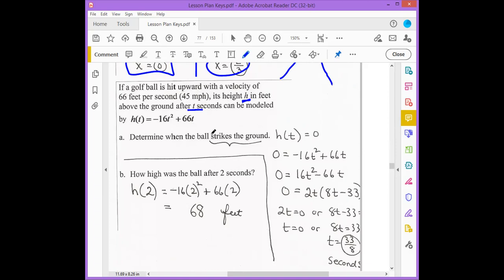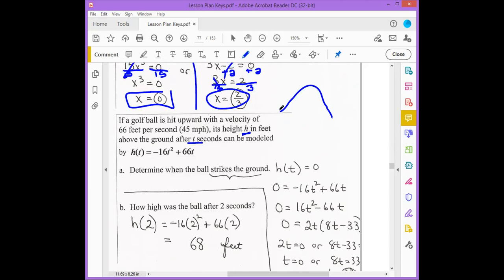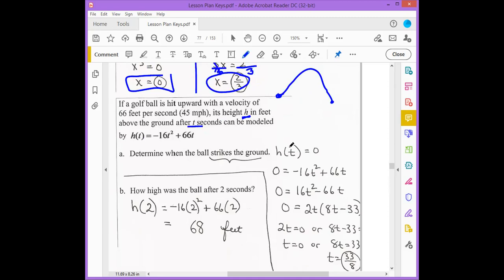Letter A, determine when the ball hits the ground. So when will that height be 0 again? Remember, we have points where the golf ball starts at the beginning on the ground, then it's hit up and it comes back to the ground. So there are 2 points when that ball is going to be on the ground. So we're looking for the value of this function when we get 0 for our height. So h of t is 0. So to do that, we're going to take our function and put 0 for h of t. We're going to solve this function because we need to know what the t values are when h of t is 0.